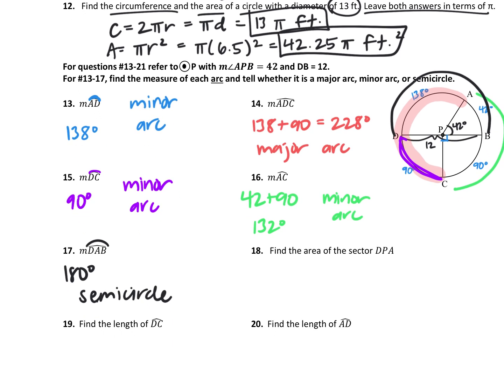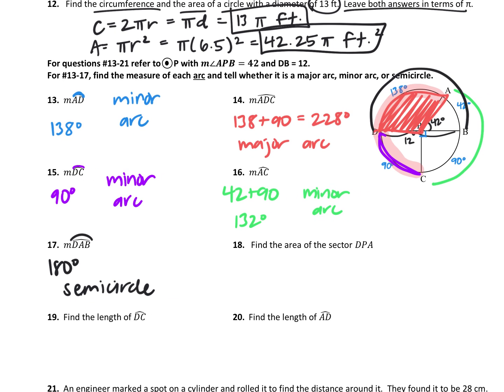And then we are finding the area of the sector DPA, so DPA, so we're finding that sector piece right there. So we're going to take the degree, which is 138, divide by 360 degrees in a circle. And we're going to times that by the area of the circle, which is pi r squared, and my radius, since my diameter is 12, my radius is 6, and I'm squaring it.